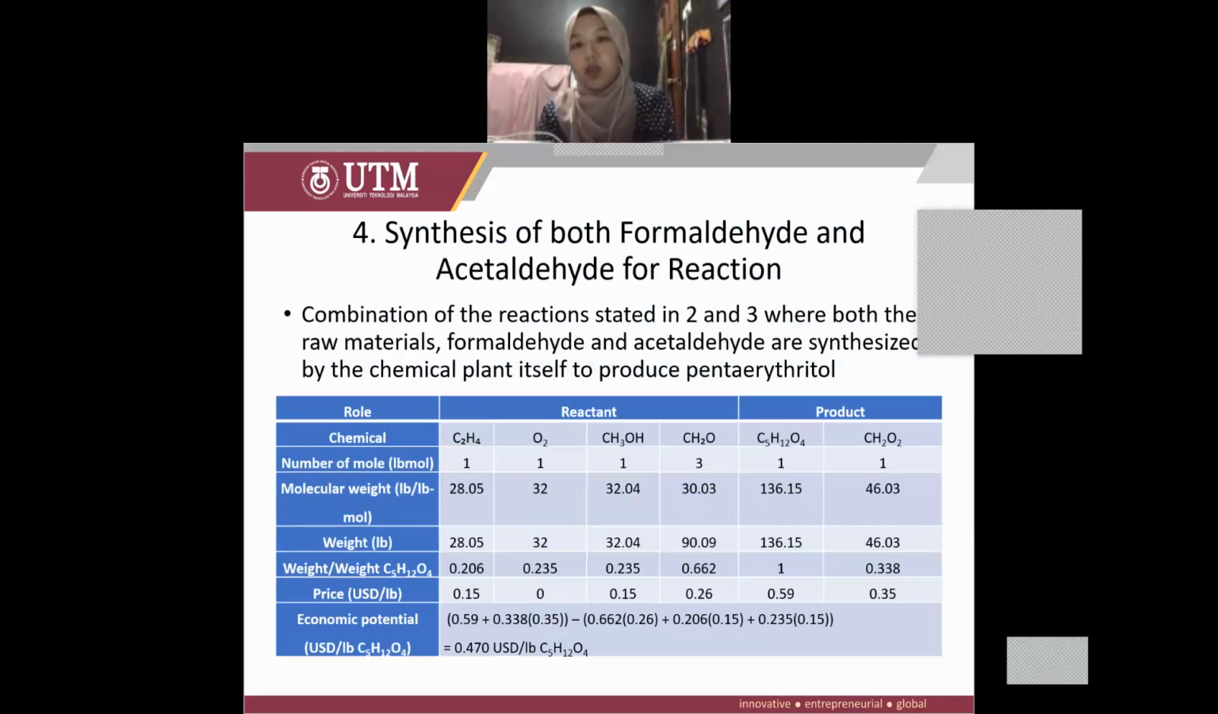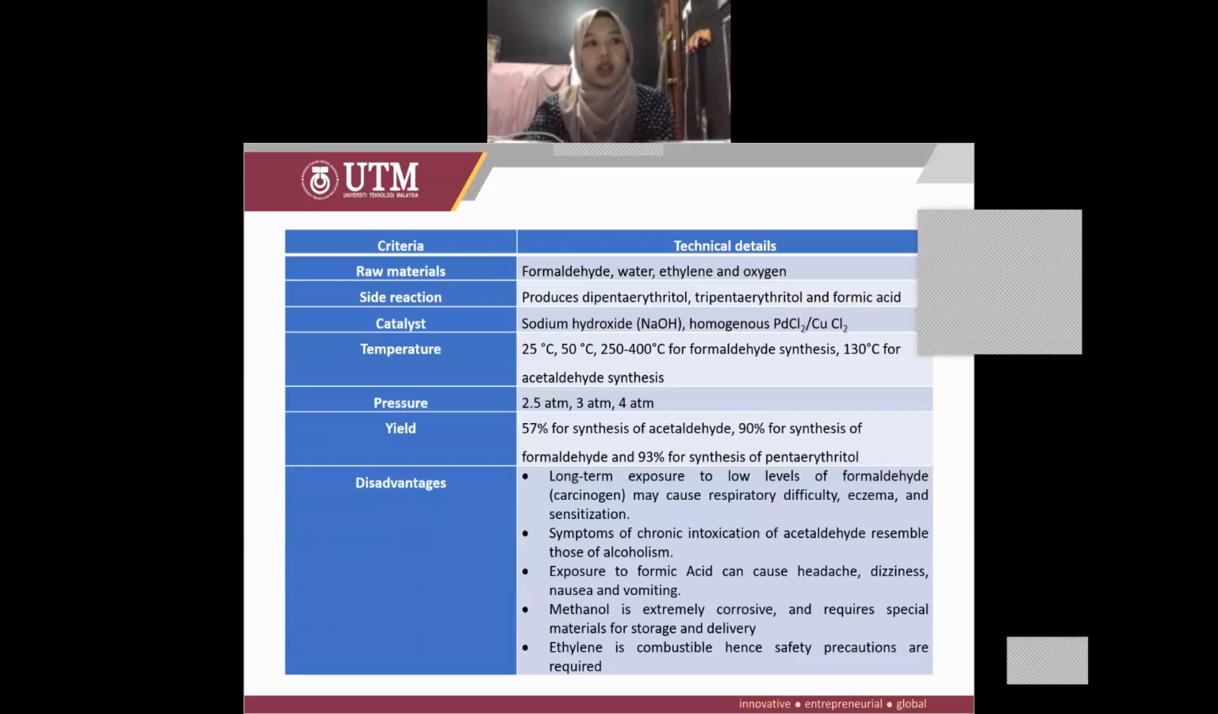So the fourth reaction is the synthesis using both formaldehyde and acetaldehyde reactions. And this reaction is actually the combination of reaction 2 and reaction 3. And the economic potential is 0.407 US dollar per pound pentaerythritol. And these are the technical details and also the disadvantages of reaction 4. Next.